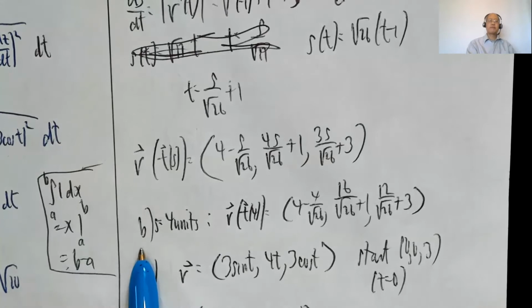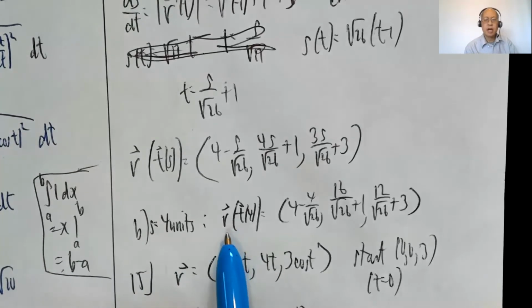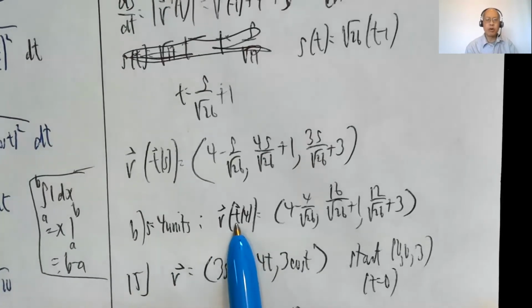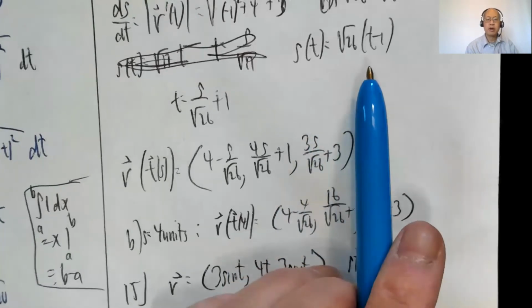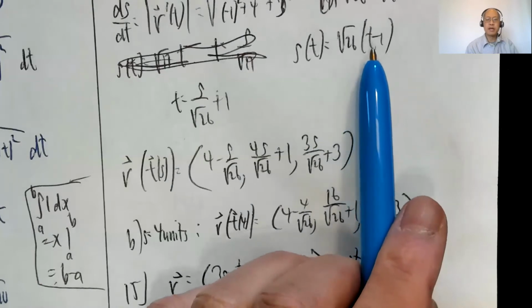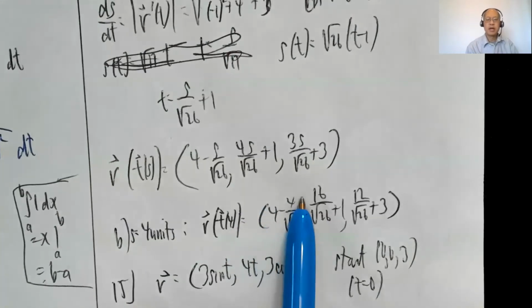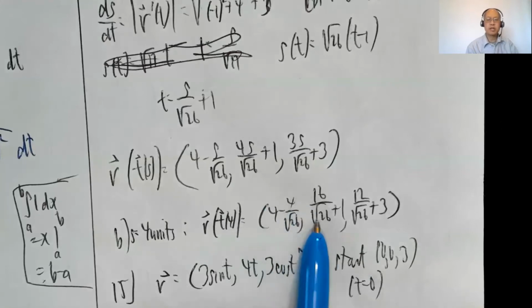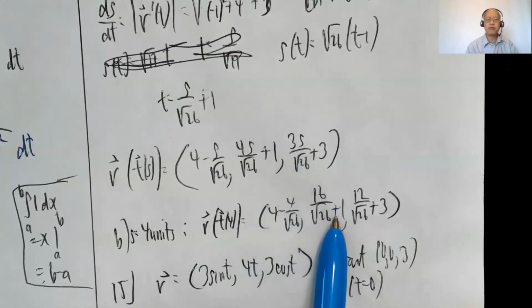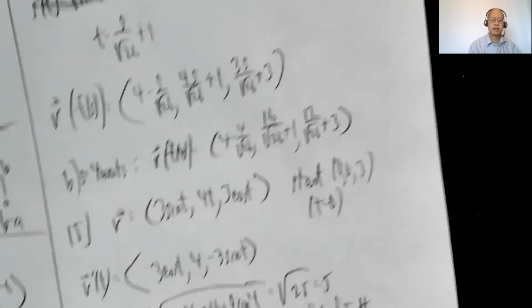Okay, then part B, s is 4 units. I want r of t of 4. Okay, so you plug in 4 for s right here. So that gives me 4 minus 4 over radical 26, and plug in 4, 16 over radical 26 plus 1, plug in 4, 12 over radical 26 plus 3.